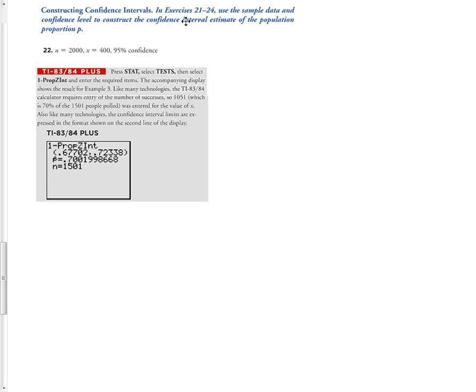Constructing a confidence interval. In exercises 21 through 24, use the sample data and confidence level to construct the confidence interval estimate for the population proportion P. So they gave us N, they gave us X, and they gave us the confidence level. What we want to do is create a confidence interval, and this little box tells us how to do it. Press stats, then select test, and we're going to select 1-PropZInt. That is an abbreviation for one proportion z interval. And then we're going to plug in certain parameters.